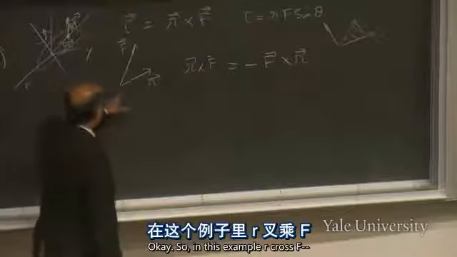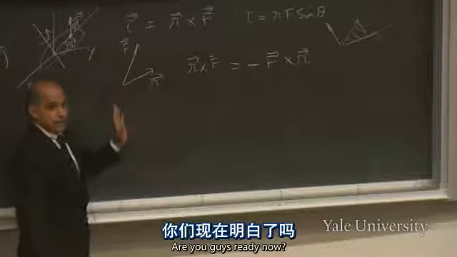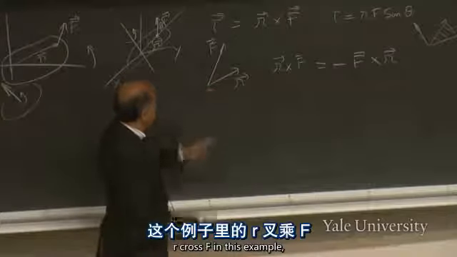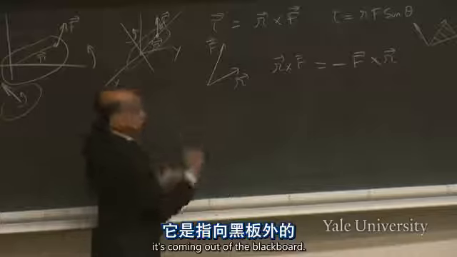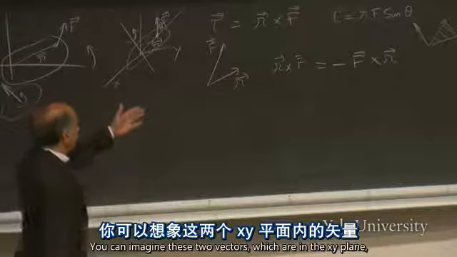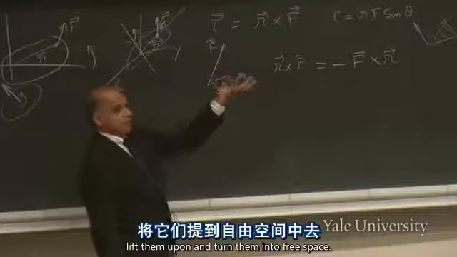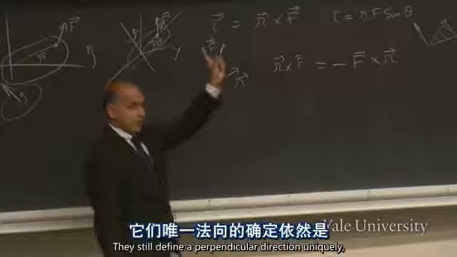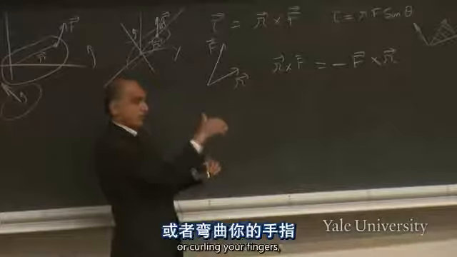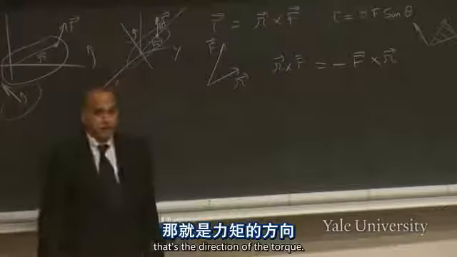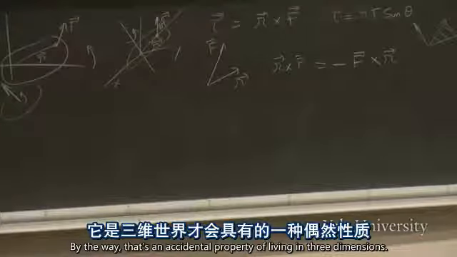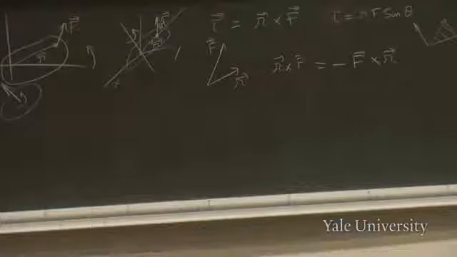So in this example, r cross F, are you ready now? I'm not going to tell you the answer, but think for a second. R cross F, in this example, if you turn a screwdriver or do the right-hand rule, is coming out of the blackboard. That is the direction of the torque. You can imagine these two vectors, which are in the xy plane, lift them up and turn them into free space. It doesn't matter. They still define a perpendicular direction uniquely by turning the screwdriver from r to F or curling your fingers, doing whatever you want. That's the direction of torque. So torque is a vector. By the way, that's the accidental property of living in three dimensions.